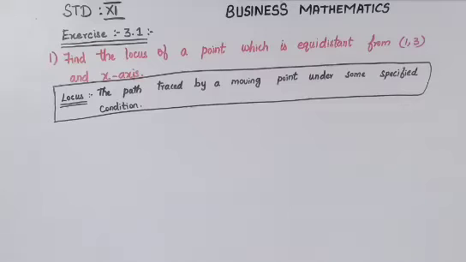Standard 11th Business Mathematics, Exercise 3.1. First question: find the locus of a point which is equidistant from (1, 3) and the x-axis.